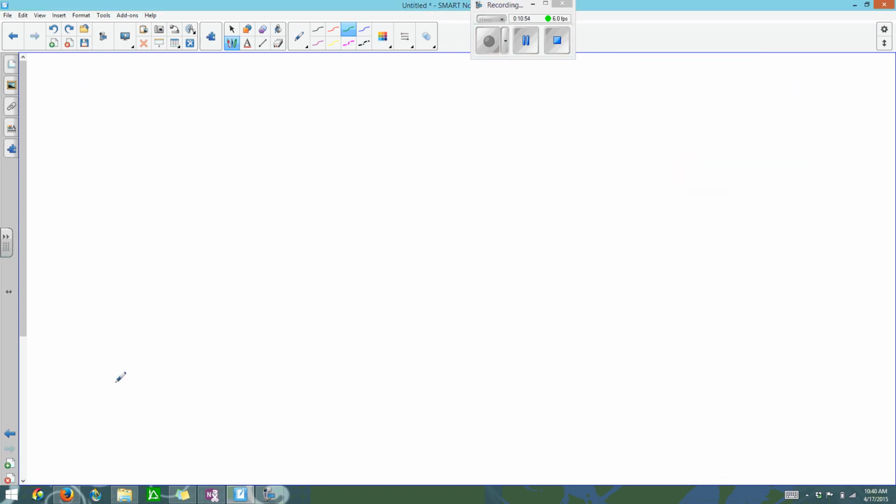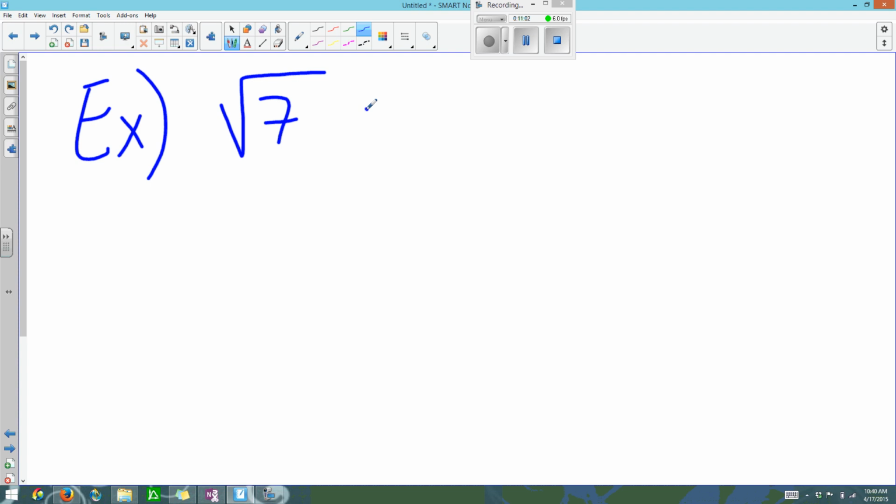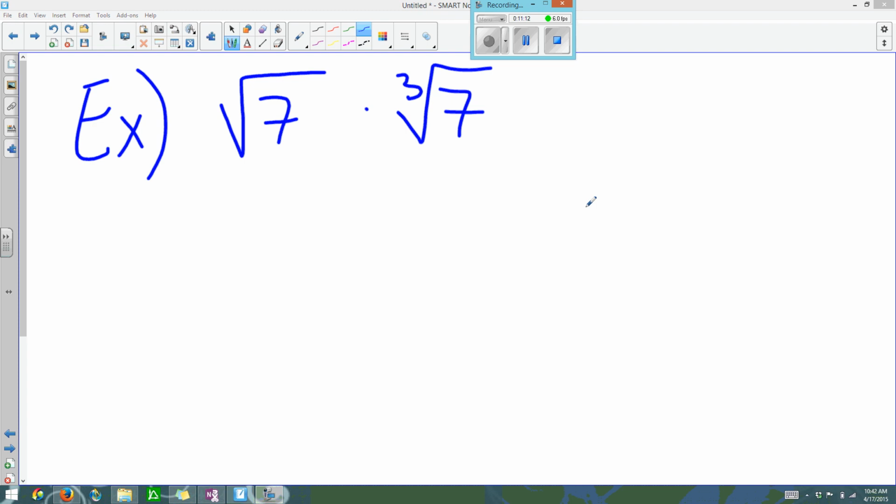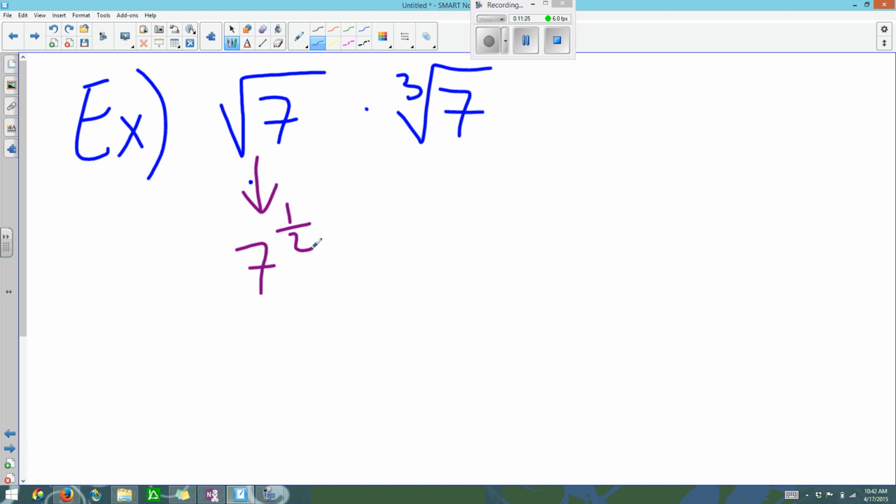This will give, so I have an example here. So here I have the square root of 7 times the cube root of 7. So our first step, since we don't have indexes that are the same, we write them as rational exponents. So the square root of 7 becomes 7 raised to the 1/2. And then the cube root of 7 is 7 raised to the 1/3.